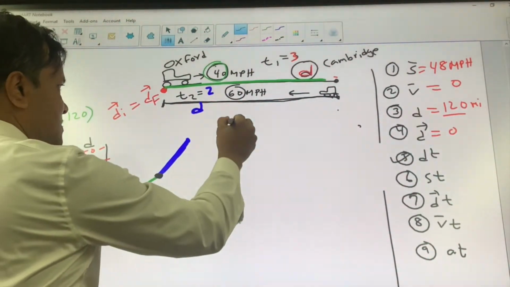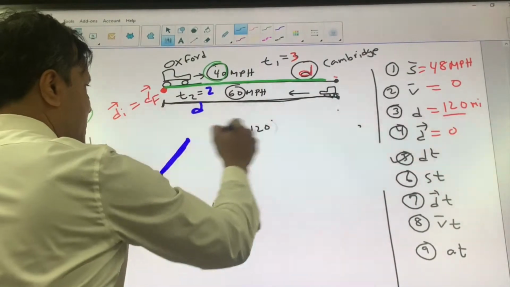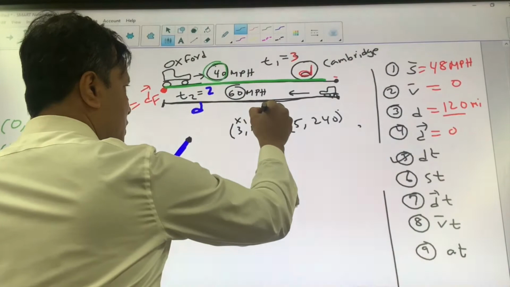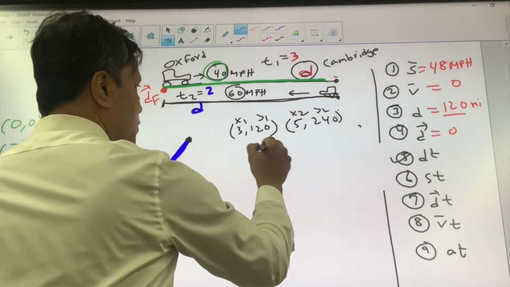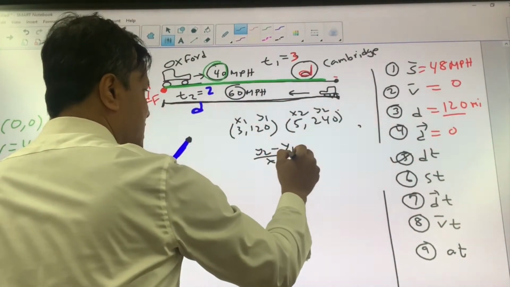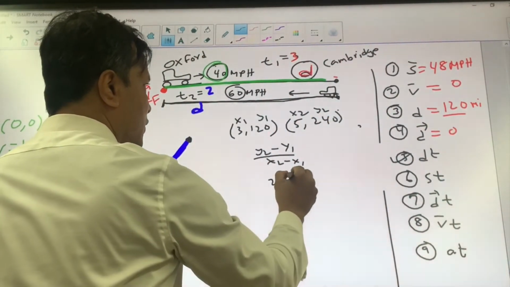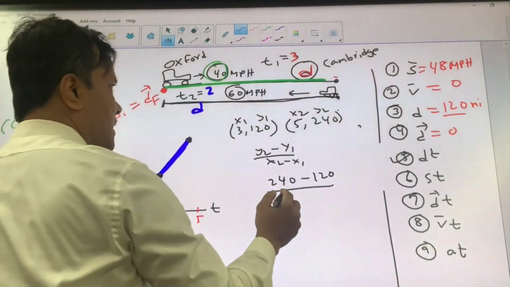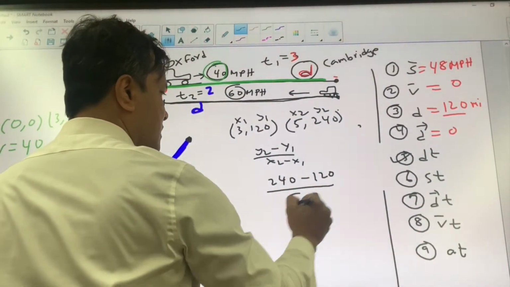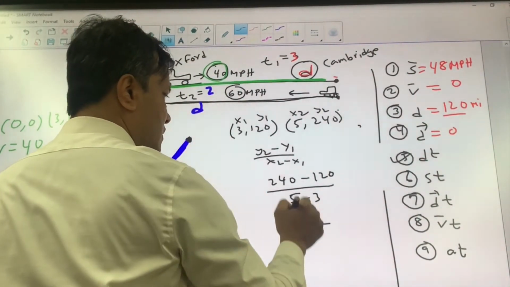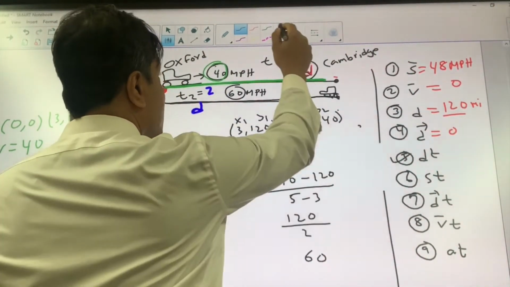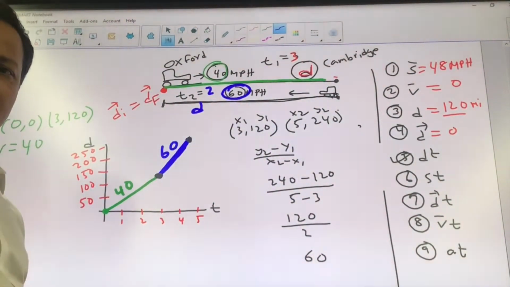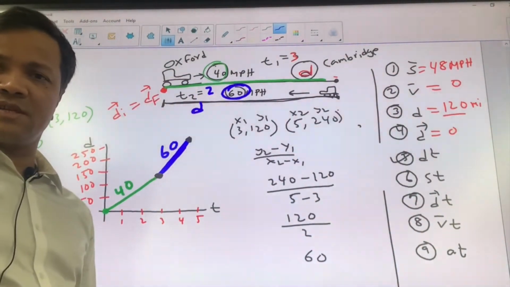This point is 3 comma 120, and this point is 5 comma 240. So x1 y1, x2 y2. So y2 minus y1 over x2 minus x1. Y2 is 240 minus 120, and then 5 minus 3. So then 120 over 2, so 60. This slope is 60, and that makes sense because that's what the constant speed was.